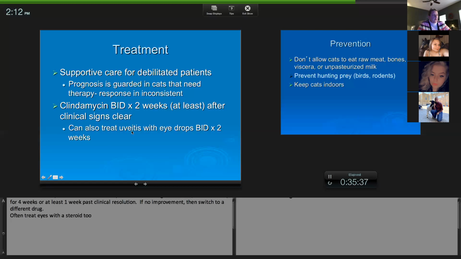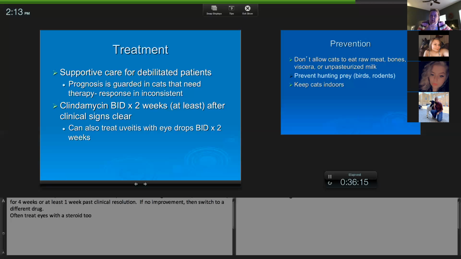Now, the other thing is, when we talk about supportive care, since this does tend to affect the eyes more than, say, other body systems, they may need something for uveitis, some type of eye drops that will bring down the inflammation. So you might prescribe clindamycin and eye drops, not clindamycin eye drops, but separate eye medication to help bring down that inflammation in the eye, because again, uveitis is a pretty painful condition.